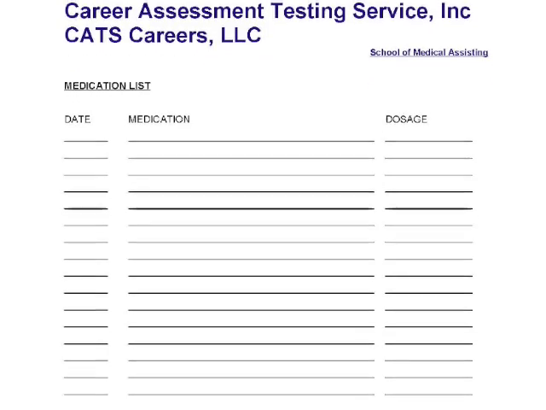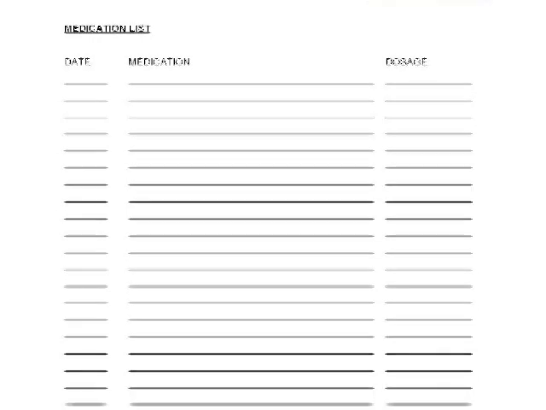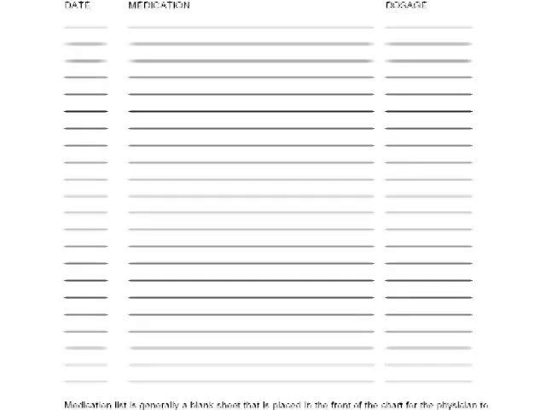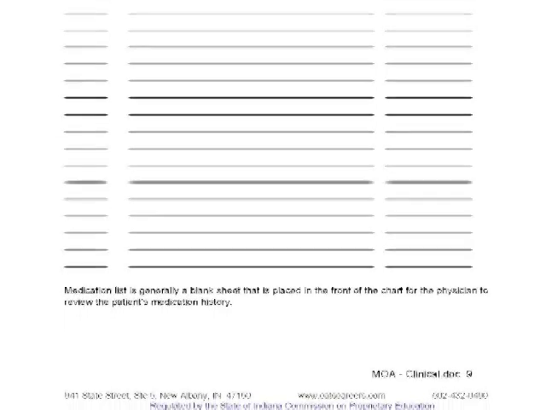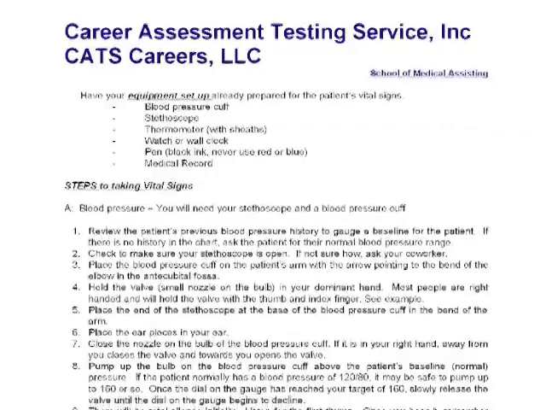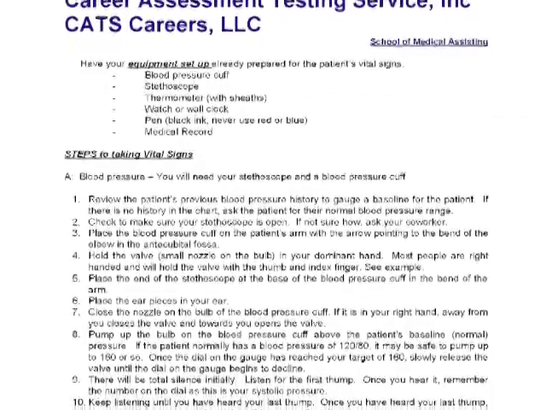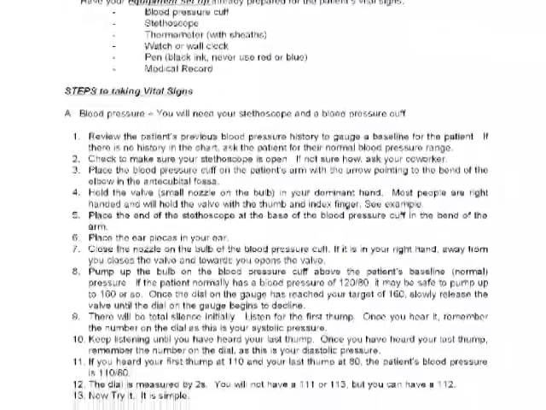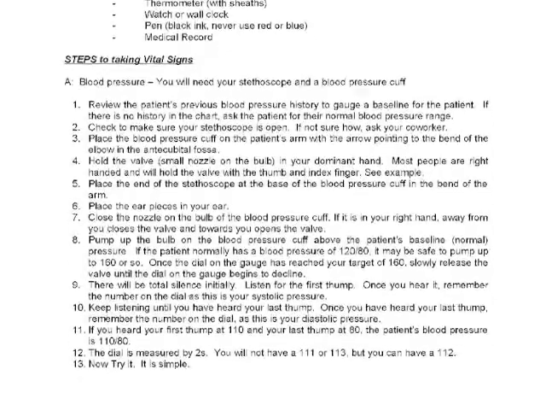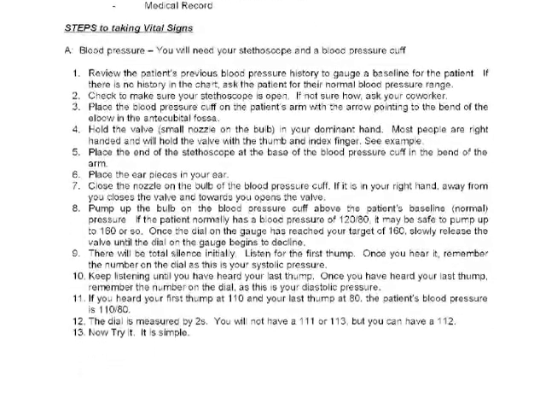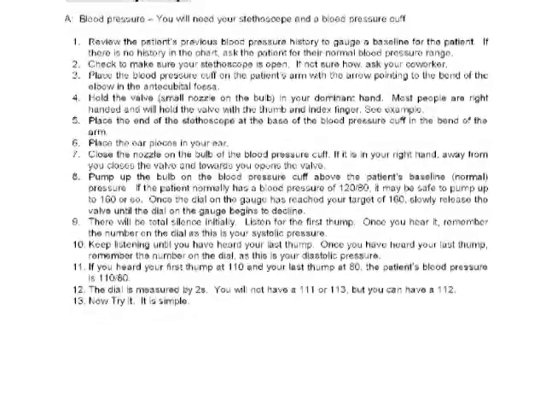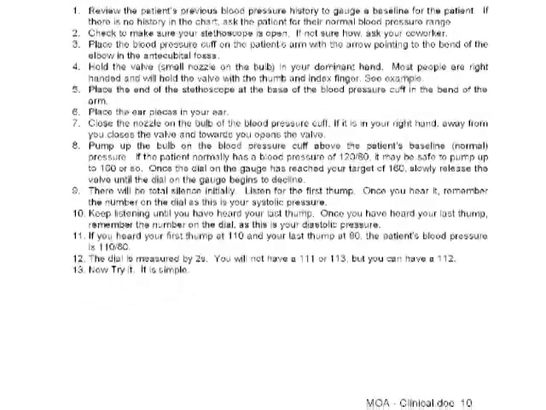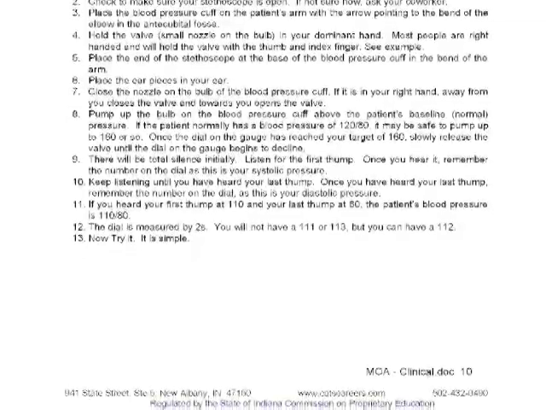This is your medication list. You want to indicate the date of service, all the medications the patient is on, and the dosage. Once again, you want to make sure you have all of your equipment together. Your blood pressure cuff, stethoscope, thermometer, a watch or a wall clock with the second hand on it, your black ink pen, and the medical record. Please review the video for steps to taking vital signs.